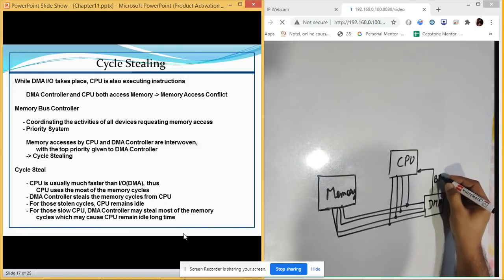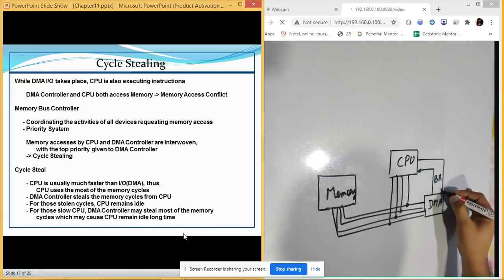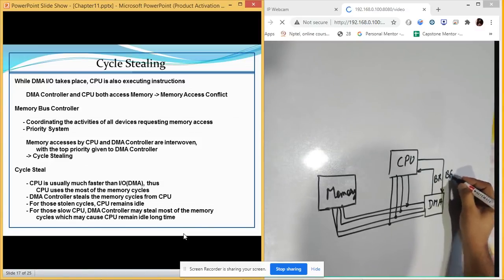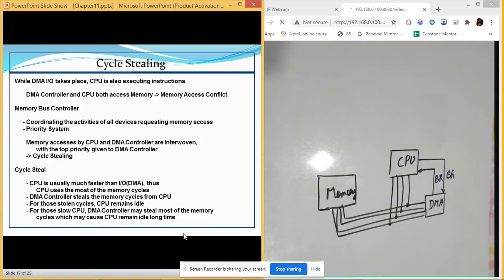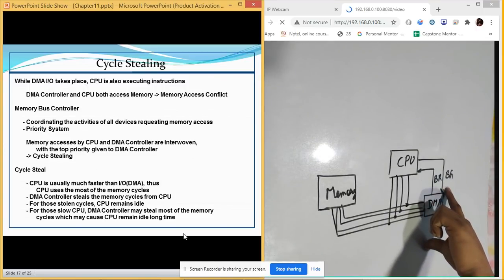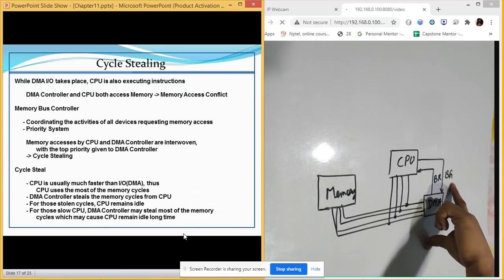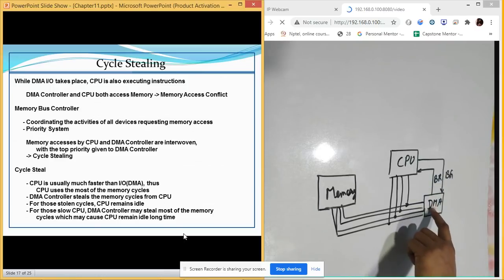Now, it might be possible that when DMA is requesting for a bus, like it is sending a BR command that I want a bus to transfer the data, CPU might be busy at that time. But as CPU is fast as compared to the DMA device, it is very unlikely that CPU is not going to issue it a bus grant request. It will always generally give the bus grant permission to DMA.